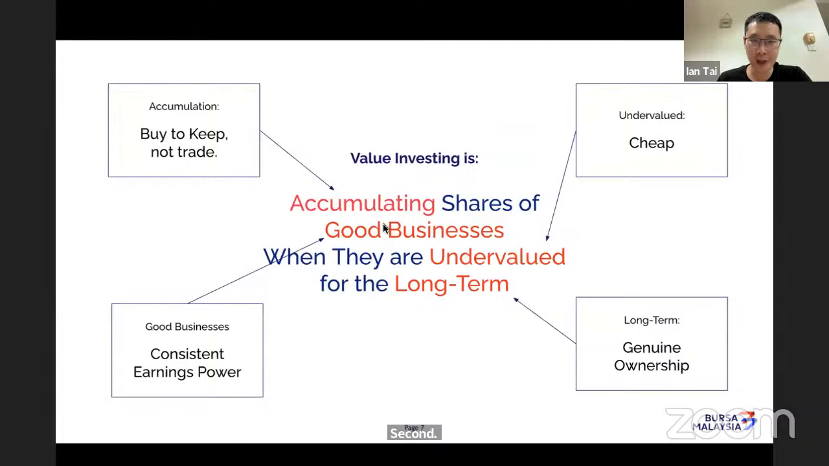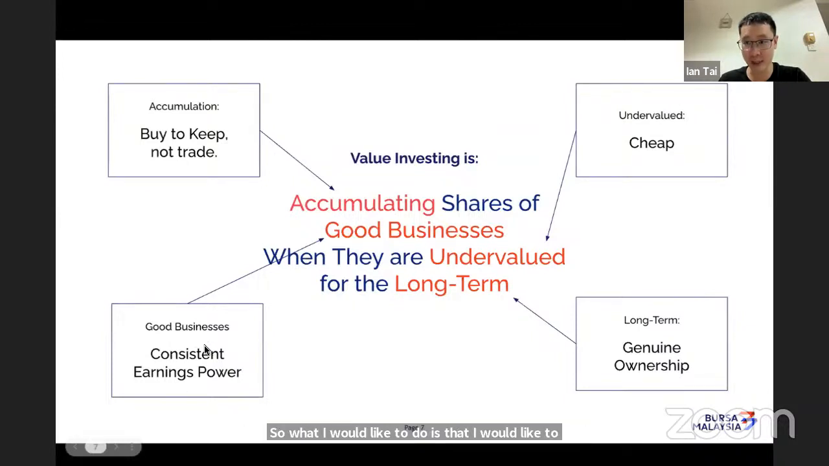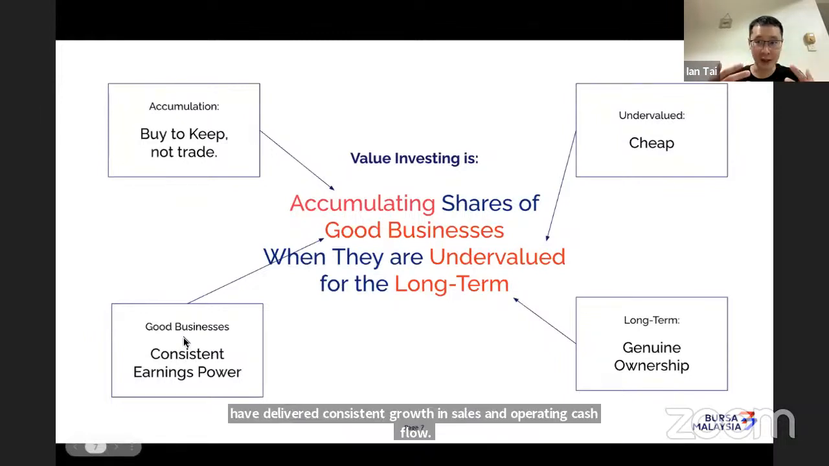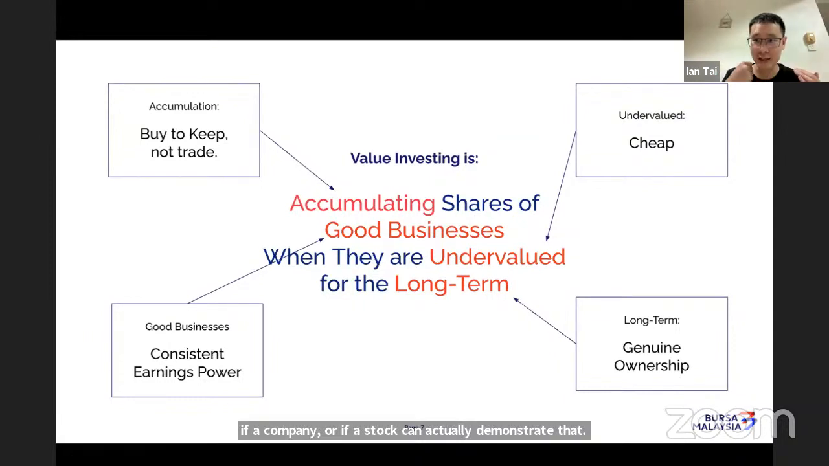Second, good businesses. What do we mean by good businesses? Here the context is based on the company's earning power. I would like to find businesses that have very strong economic moats, very scalable businesses, and that have delivered consistent growth in sales, profits, and operating cash flow. If a stock can demonstrate that, then I would say that is a good business.